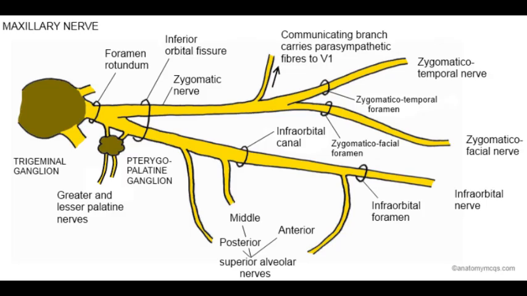Now we have the maxillary division, which is V2, and this leaves the Gasserian ganglion and travels through the cavernous sinus and exits the cranium through the foramen rotundum. It enters the sphenopalatine fossa and then enters the orbit through the inferior orbital fissure. Now, branches actually include the zygomatic, the infraorbital, the superior alveolar, and the palatine nerves.